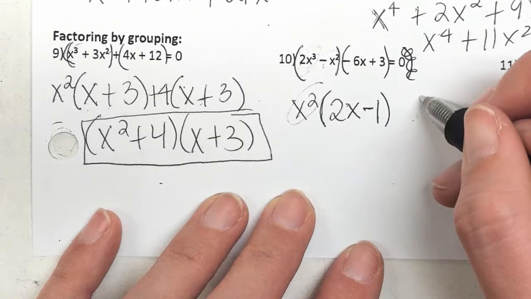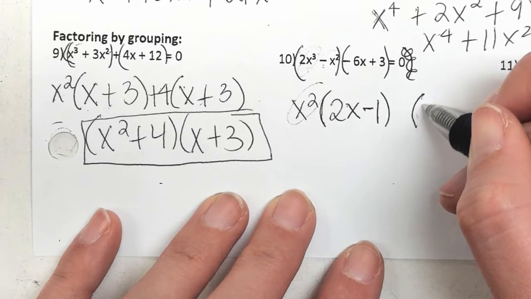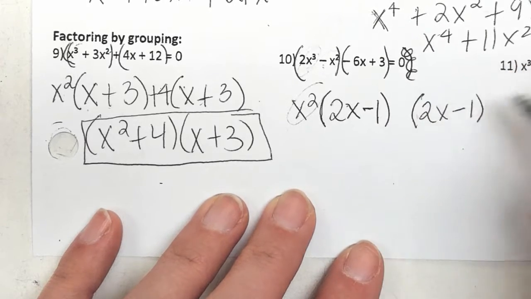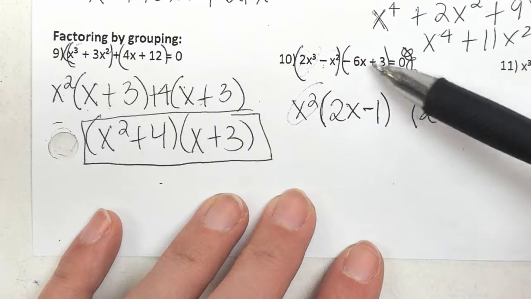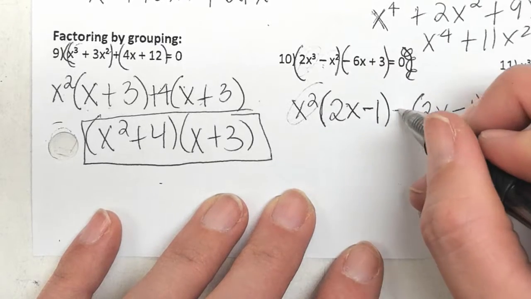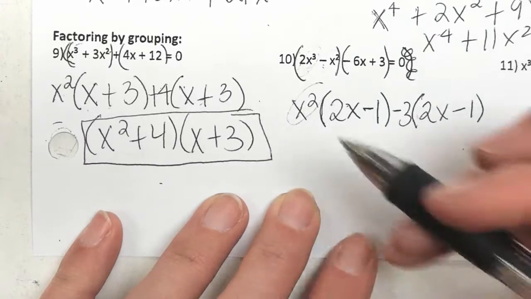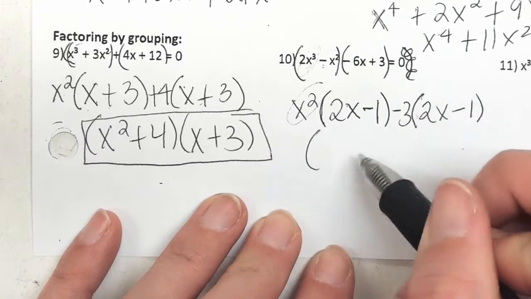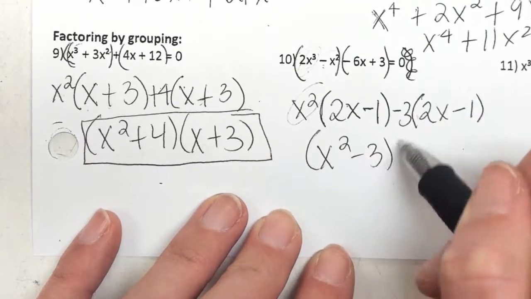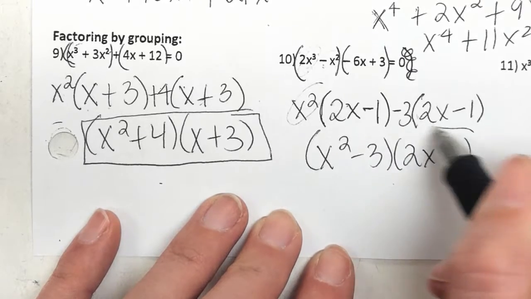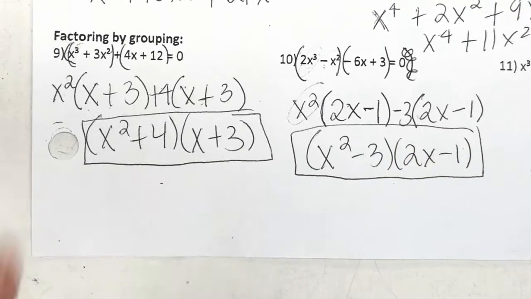So over here we know it's going to have to be what? 2x minus 1. Now what are we missing from negative 6x to 2x? Negative 3. Good. So Madison, what's going to be my final answer? X squared plus 3 and 2x minus 1. Very good. Any questions about that? Alright, then try 11 on your own.